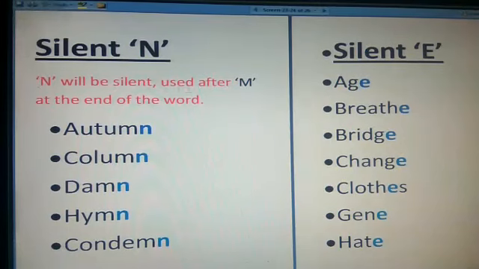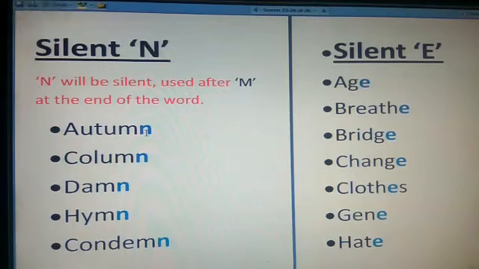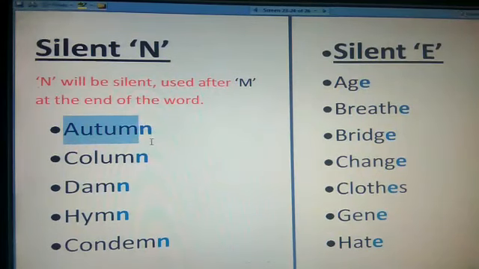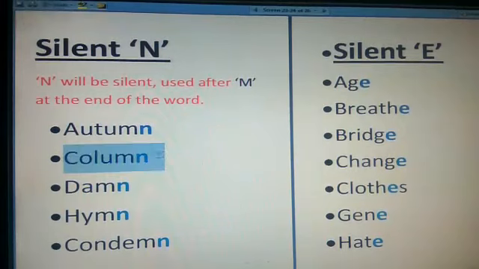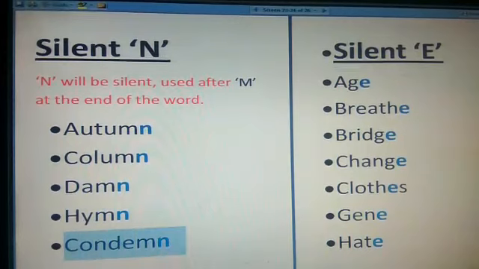N will be silent when used after M at the end of words. Whenever you see words where N is the last letter and before that M is used, then N will be the silent letter in that word. You can see here, autumn, we are not pronouncing N here. Column, damn, hymn, condemn.